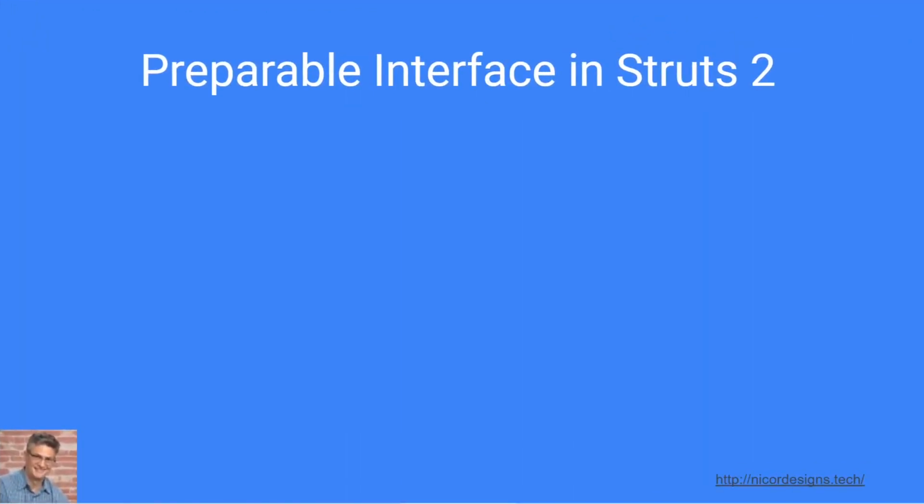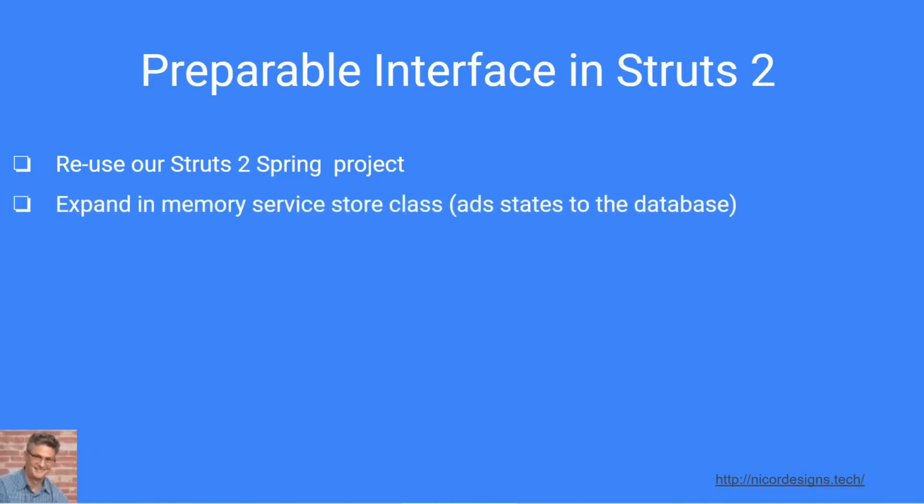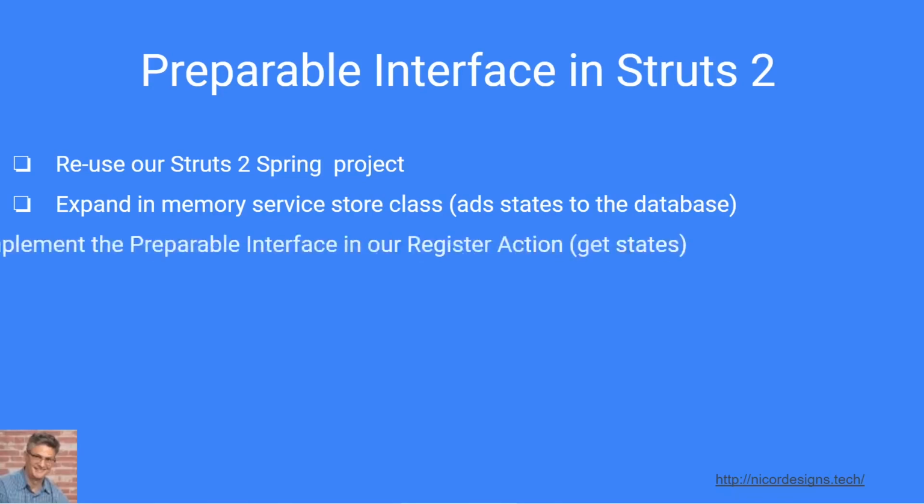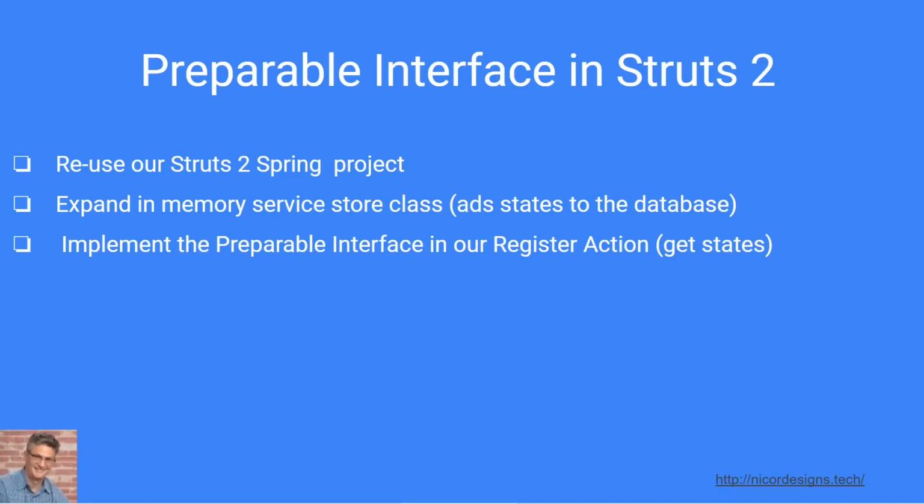These are the steps we will follow. First, we will reuse our existing Struts 2 Spring example project. Then we will expand our in-memory service store class. We will add a method to populate the list of states. Then we will implement the Preparable interface in our register action. Here we will get the list of states from our in-memory class.